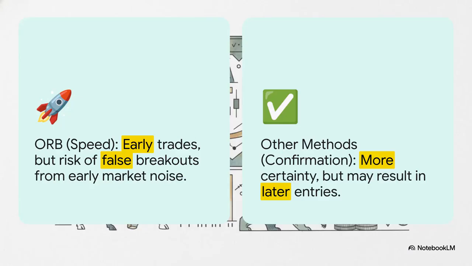And this brings up a huge dilemma that every trader has to face. Do you want to be early or do you want to be right? ORB gets you into the action fast, but that early morning noise can give you a lot of false signals. On the other hand, waiting for more confirmation, like with an ICC setup, means you might get in later, but you'll probably have more confidence in the trade.